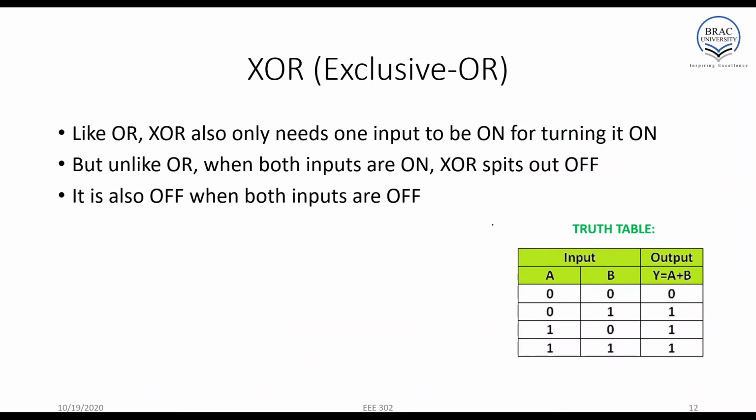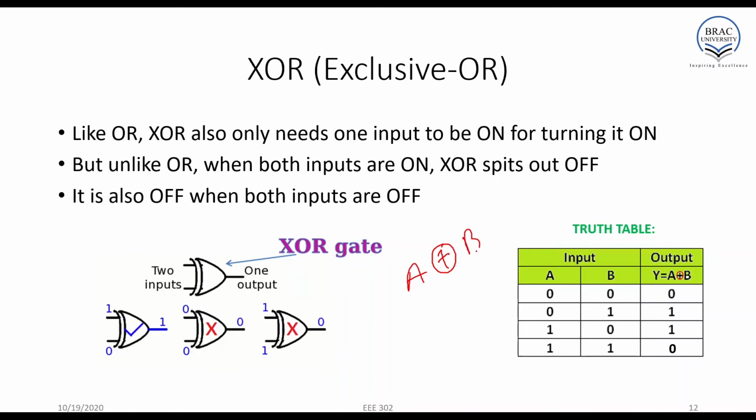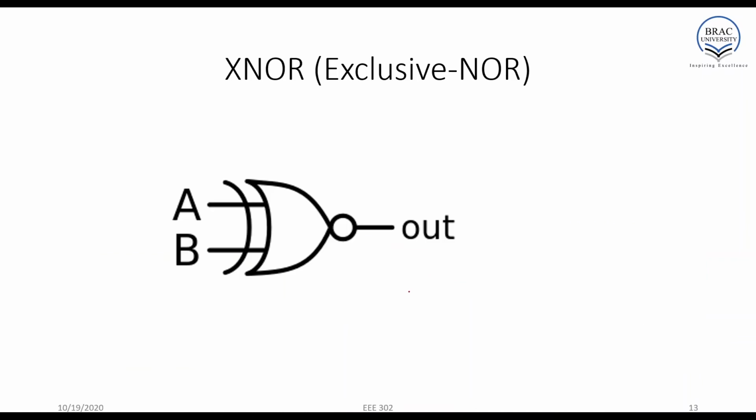It's not a totally OR, but you can see that if either of the inputs is on but not both, then the output is true. You can say it in another way: if an odd number of inputs is true, then the output is true. And we write it like this: A, then a circle sign with a plus, B. And this is the symbol of an XOR gate.